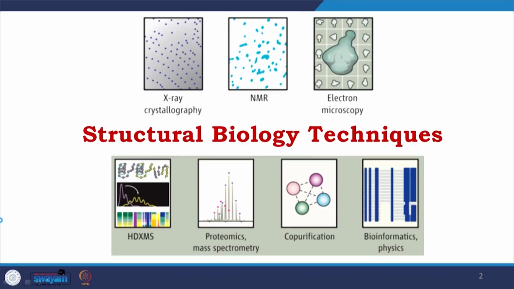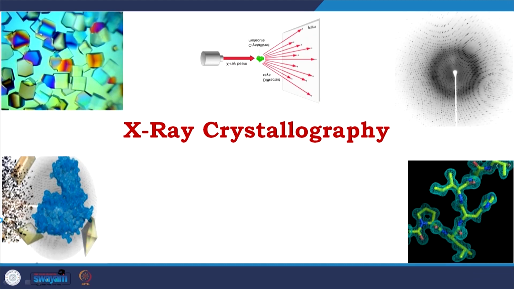Hi everyone, welcome to the next class of structural biology, and today we are going to talk about the next part of structural biology techniques, where we ended in the last class. As I told you, the techniques of structural biology include X-ray, NMR, electron microscopy, and low resolution techniques like mass spectrometry, co-purification, proteomics, CD and all. Today we are continuing where we ended the discussion about the technique X-ray crystallography.